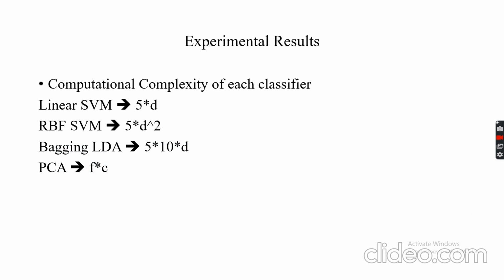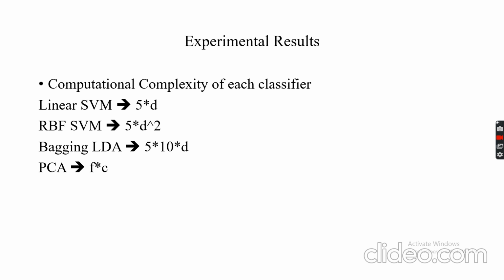Each classifier has a specific computational complexity. For a two-class linear SVM, we face a computational complexity of D, where D is the number of features, and in RBF SVM, we face D to the power 2 computational complexity. Because we have 5 classes of stress, and using the one-against-all method, we face computational complexity of 5 multiplied by D to the power 2 for linear SVM with 5 classes.